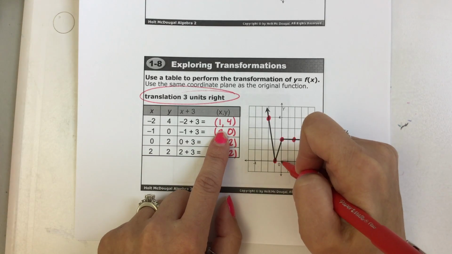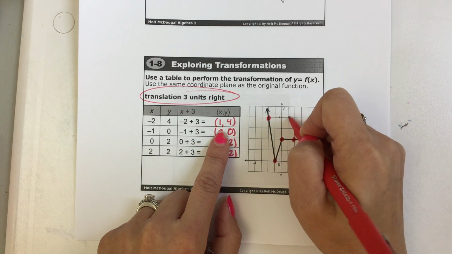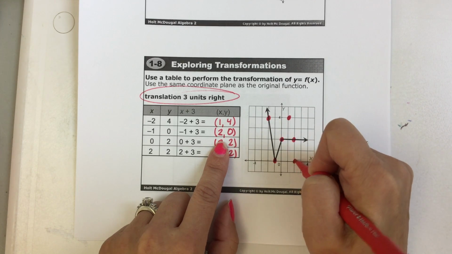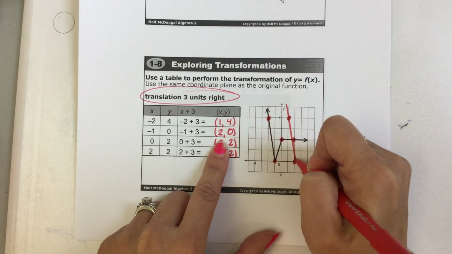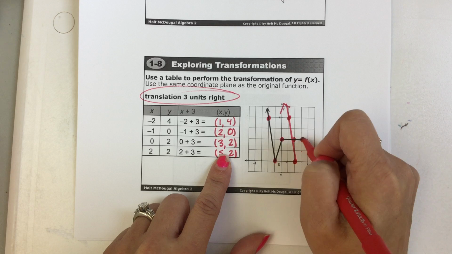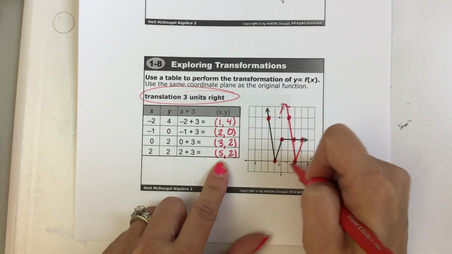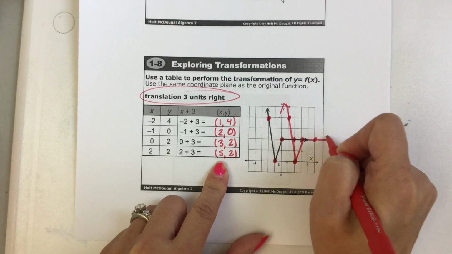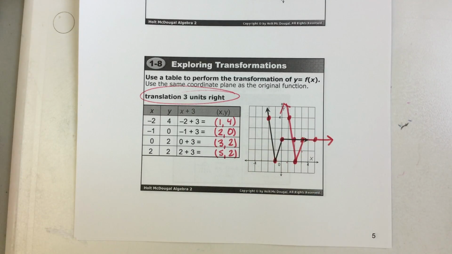Graph those points. So I go to the right 1, up 1, 2, 3, 4. Go to the right 2, stay at 0. So there's my line. Go to the right 1, 2, 3, up 1, 2. So there's a little check mark part. Go to the right 1, 2, 3, 4, 5, up 2. This just shows that it remains as a horizontal line.